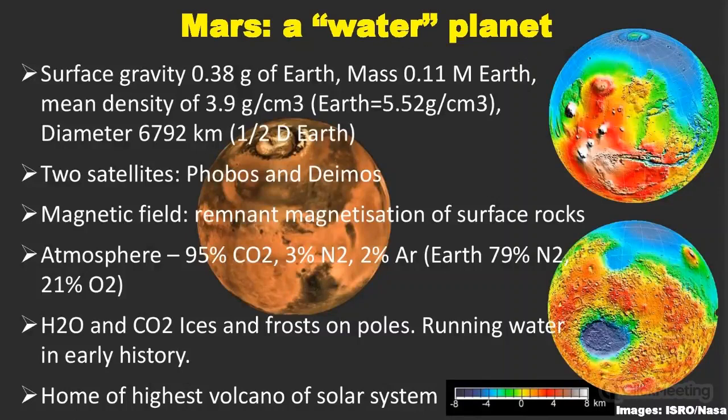Now we know that at a certain point of Martian history, it actually had liquid water flowing on the surface, but now the condition of Mars does not support it. The surface gravity is 0.38 of Earth, mass is 0.1 of Earth, mean density is less than Earth, and the diameter is half of Earth. So it's about half of the Earth's size. It has two satellites, Phobos and Deimos.